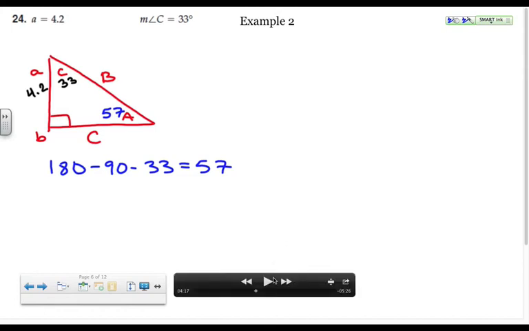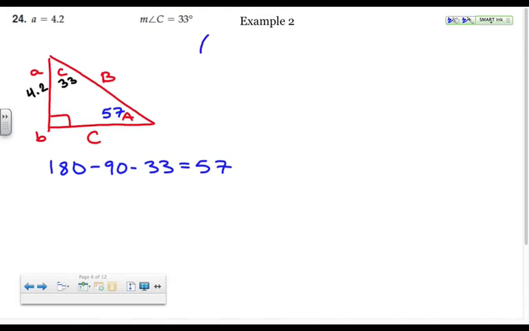Calculators are absolutely important here. Please make sure that your calculator is in degree mode when we're dealing with degrees. If you have it in radian mode, it will mess up the problem. So calculator's in degree mode.